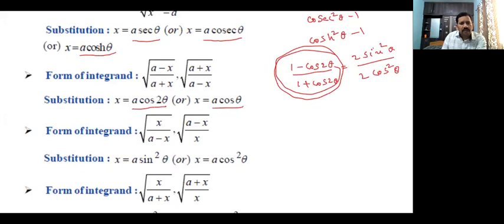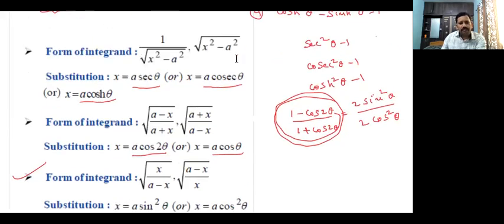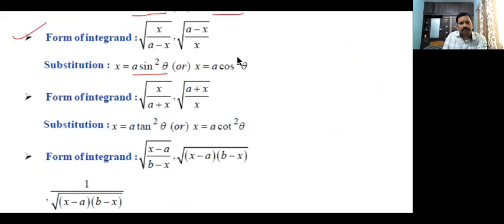Now, another function, see this. Under root x by a minus x, under root a minus x by x. A minus is the second function. So what do we have to take? Either sine squared theta or cos squared theta. If it is plus, we can take a tan squared theta, a cot squared theta. Okay.